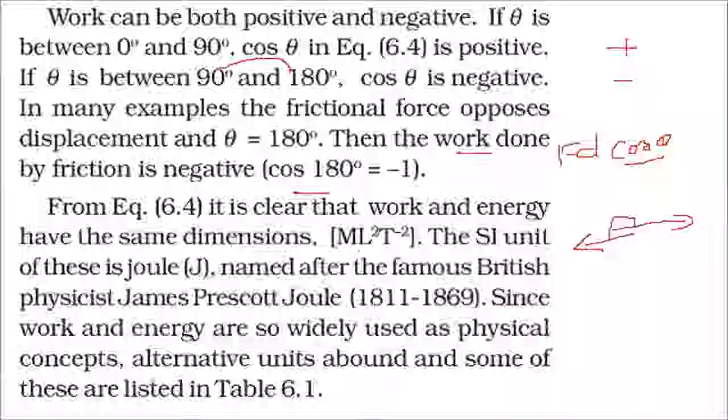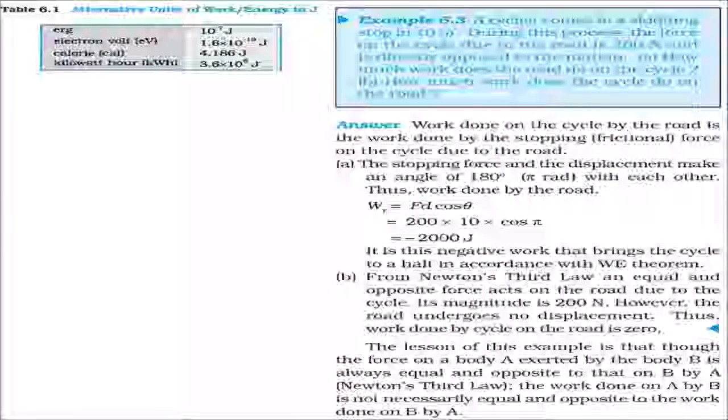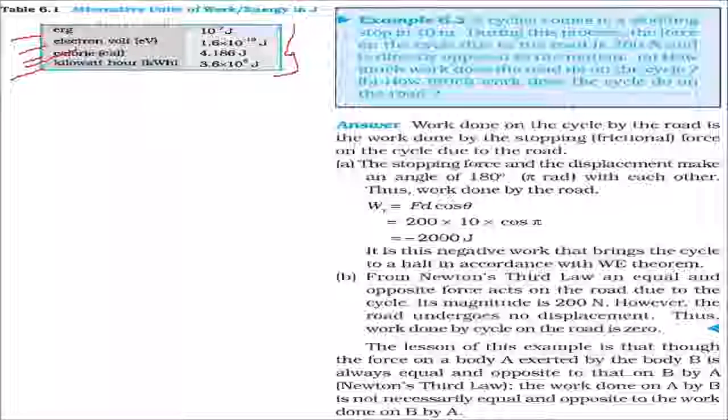The dimension of work and energy is M L squared T to the minus 2. The SI unit is named after the famous British physicist James Prescott Joule. In his honor, the SI unit of these is the joule. Okay. So there are other physical concepts and alternative units also, because it is widely used. These are called erg, electron volt, calorie, kilowatt hour. So we will be coming across them in our discussion.